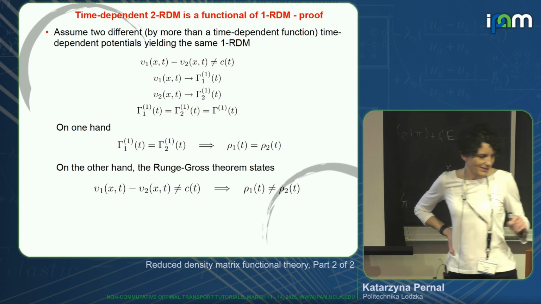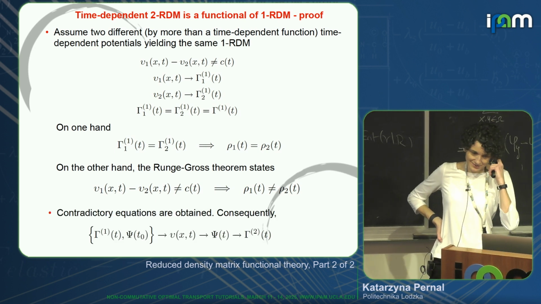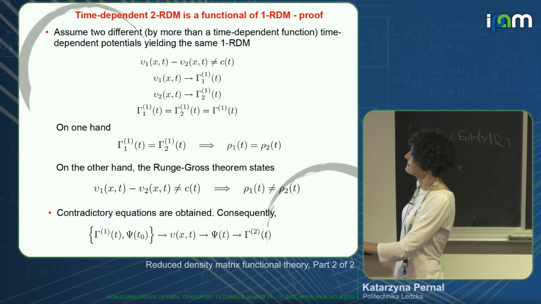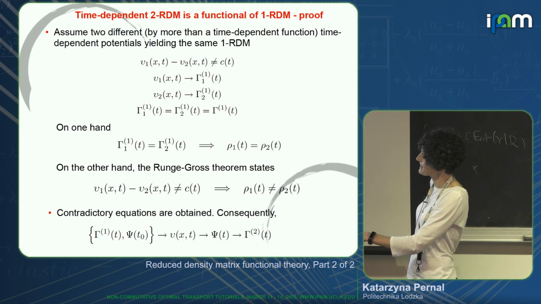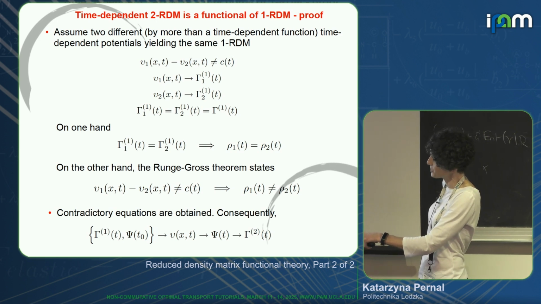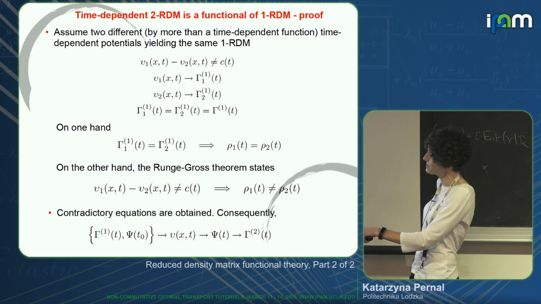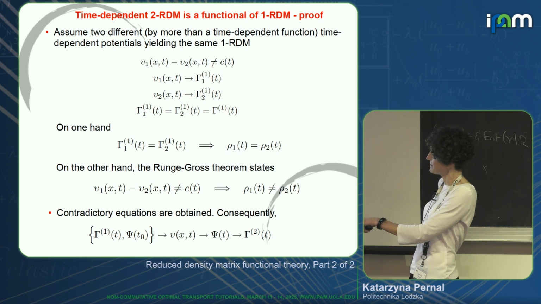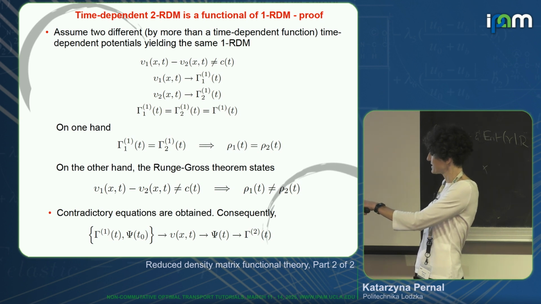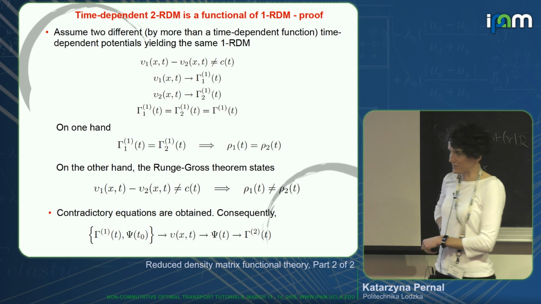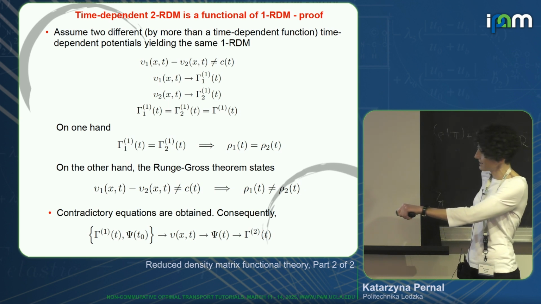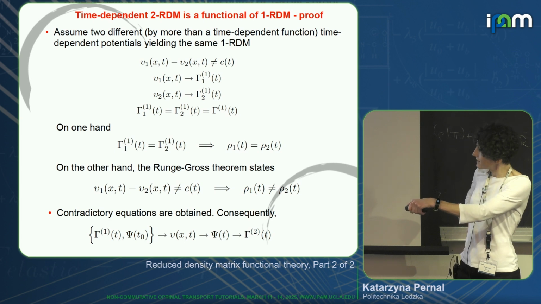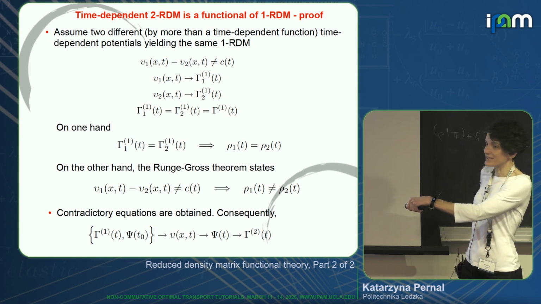Okay, so we arrived at the contradiction. So we conclude then that one time-dependent density matrix and initial state, psi 0, uniquely determine a potential and the Hamiltonian, and then the time-dependent wave function, and as a result, a time-dependent 2-RDM, right? So we have this mapping from time-dependent 1-RDM to time-dependent 2-RDM.